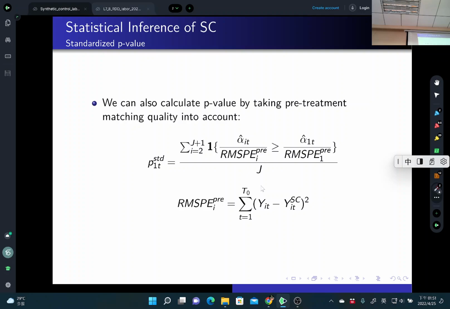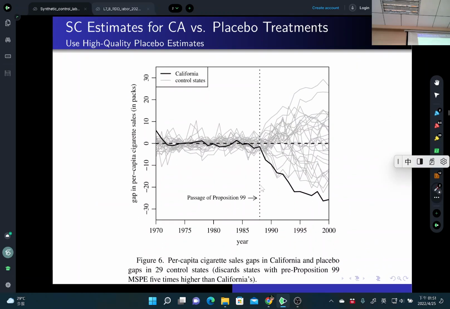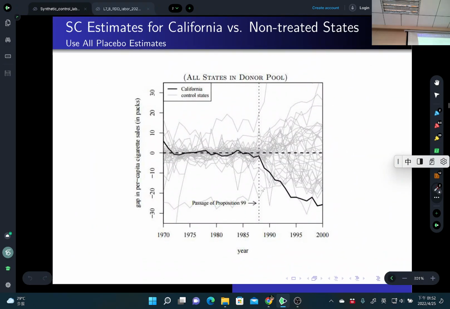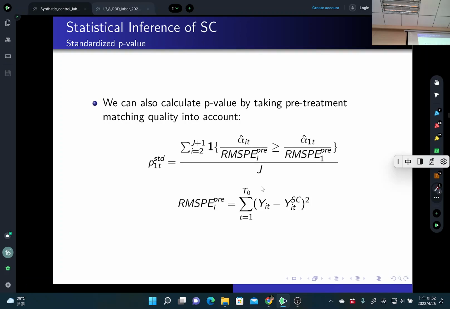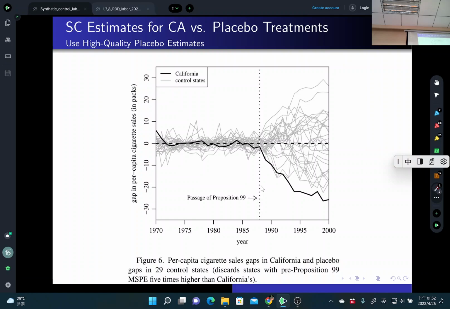Yeah, that's a good question. If we use this standardized p-value, maybe you don't need to eliminate by yourself the placebo estimates with big RMSPE. You don't need to do that because you can use all of the placebo estimates and take into account the pretreatment RMSPE when you calculate the p-value. So you can directly use all the placebo estimates. So these two strategies: either you use all of the placebo estimates but take into account RMSPE, or you set up some threshold and eliminate some placebo estimates with very big RMSPE when we calculate the usual p-value. Both are okay in the literature. Okay, so any questions for this?